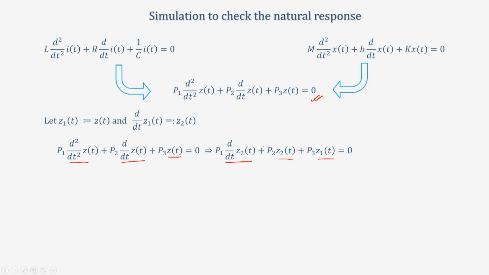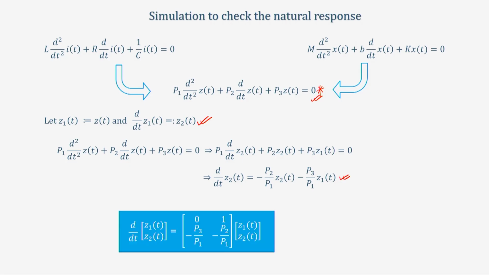The entire second order equation is now written in terms of Z1 and Z2, and you can see that it has converted into a first order differential equation. Written this way, d/dt of Z2 becomes minus P2 by P1 Z2 minus P3 by P1 Z1. So the second order differential equation has been converted into two differential equations, one is this and the other is this. Taken together, this is how the equation will look.